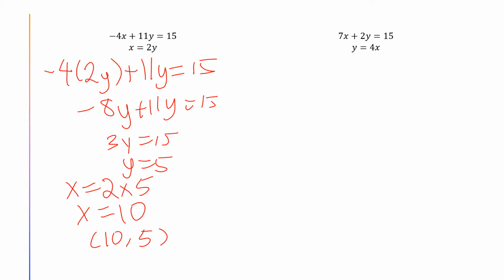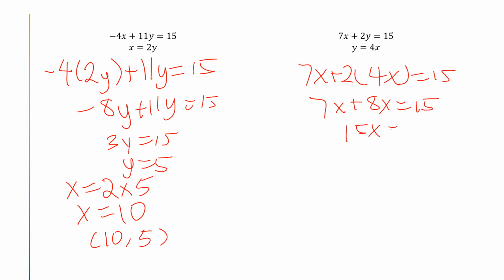In the second example, we have 7x plus 2y equals 15 and y equals 4x. So here they give us y in terms of x, so y equals 4x. We can simply substitute 4x in for y. So that gives us 7x plus 2 times 4x equals 15. 7x plus 8x equals 15.